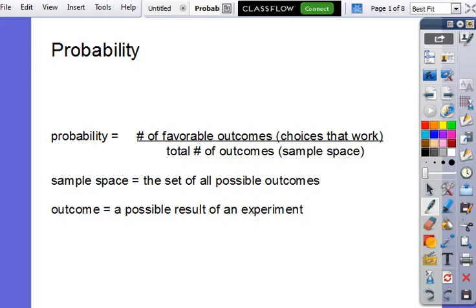Outcome is just a possible result of an experiment. And all of the stuff we're doing is going to be called experiments. So if it's picking marbles out of a bag, or picking cards out of a deck of cards, or rolling a die, or any of that, that's what those things are. So an outcome is one of those things that happen. Everybody got the definition?